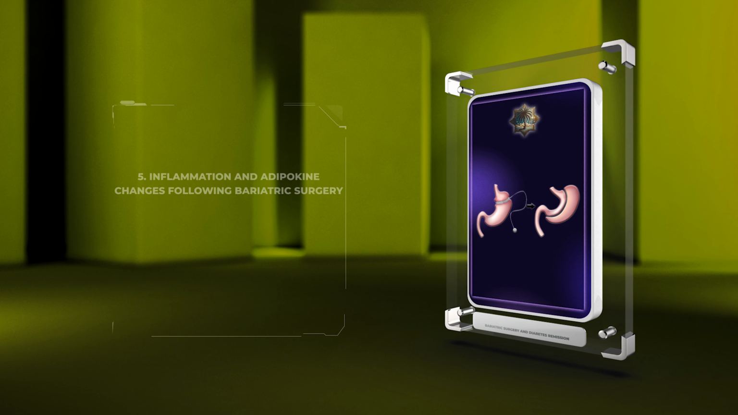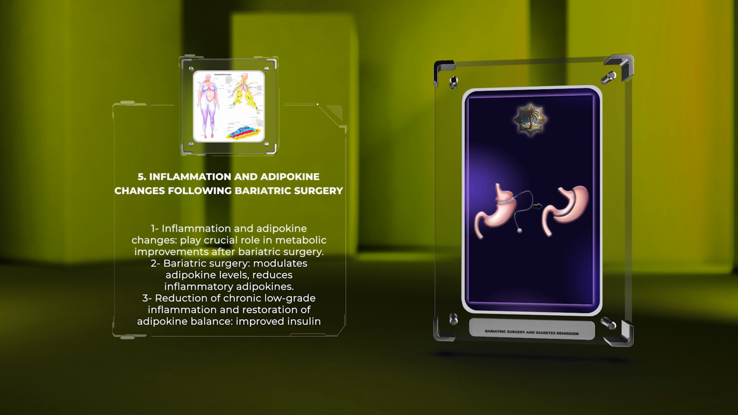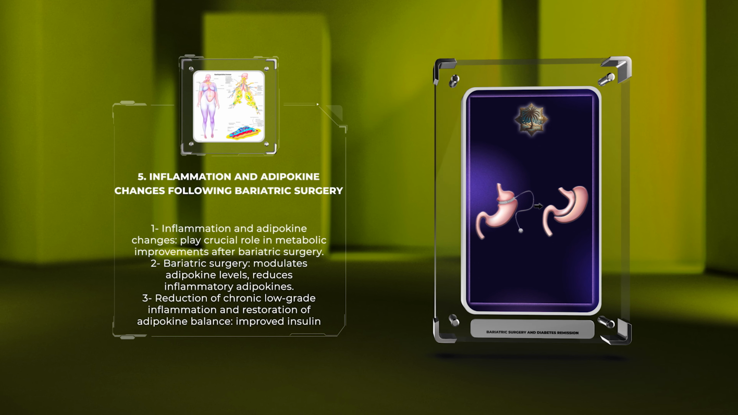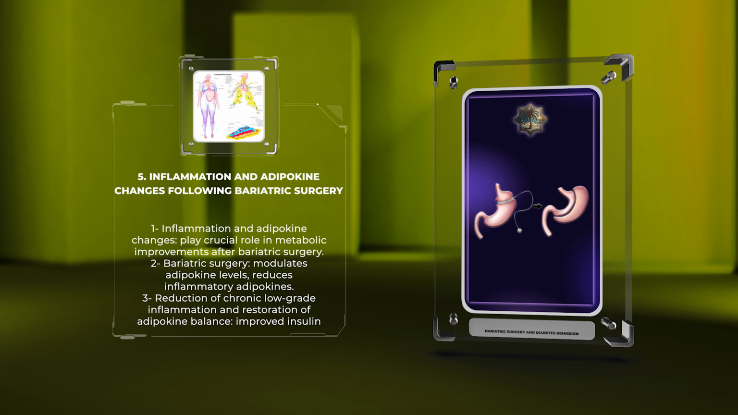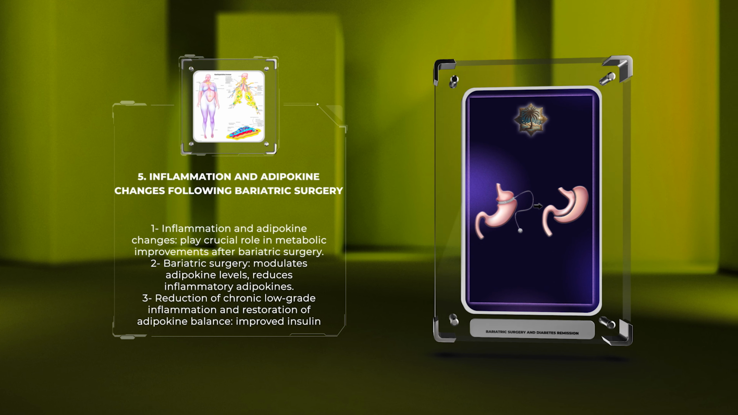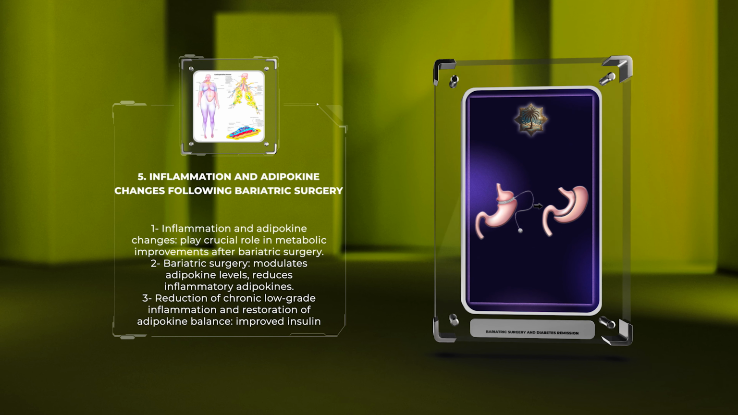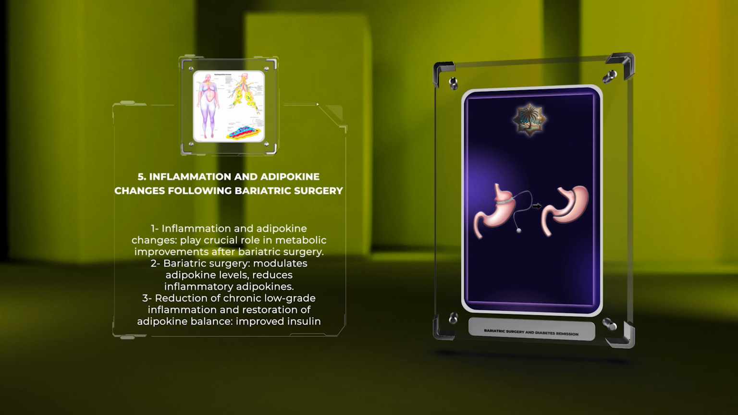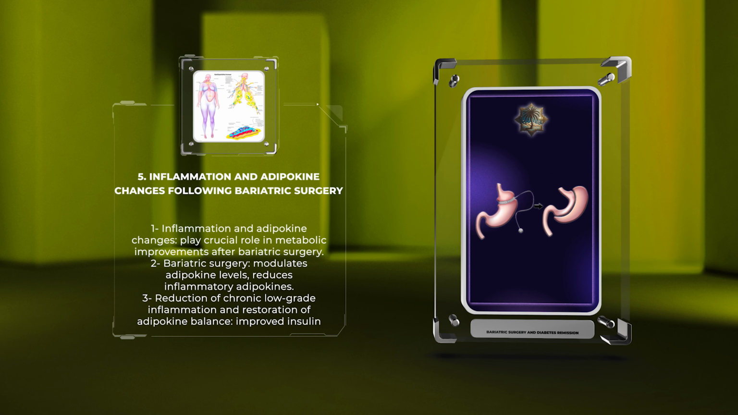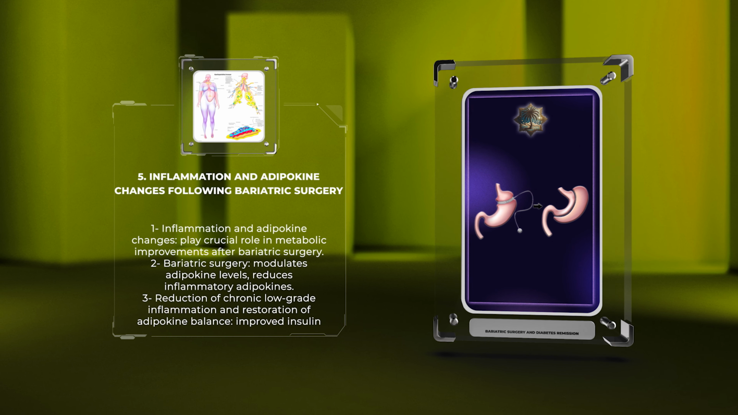Inflammation and adipokine changes play a crucial role in the metabolic improvements observed after bariatric surgery. Adipokines, such as adiponectin and leptin, are bioactive molecules secreted by adipose tissue that regulate insulin sensitivity, inflammation, and energy balance. Bariatric surgery has been shown to modulate adipokine levels, promoting the secretion of adiponectin and reducing the levels of inflammatory adipokines, such as tumor necrosis factor alpha, TNF-alpha, and interleukin-6, IL-6. The reduction of chronic low-grade inflammation and the restoration of adipokine balance contribute to improved insulin sensitivity and glucose metabolism, ultimately facilitating diabetes remission in patients undergoing bariatric surgery.